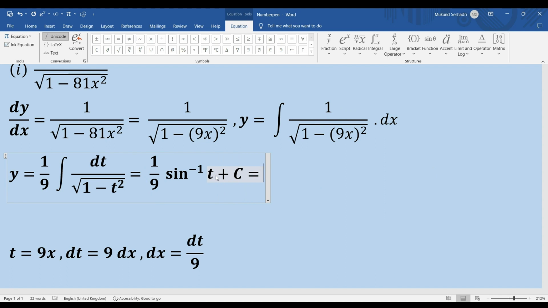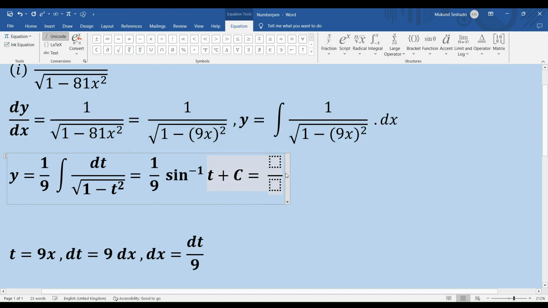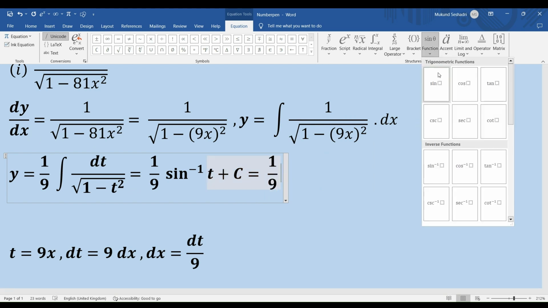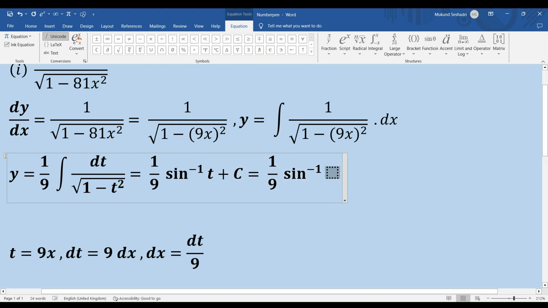Now I cannot leave my answer in the form of t. I will have to put back everything in terms of x, which is again done through a very simple substitution. t equals 9x, because that's the original substitution that I had made, right? And we're just putting it back, right? So 1 by 9 times sine inverse of 9x plus c is my final answer to this question. Let me highlight my final answer in pink.